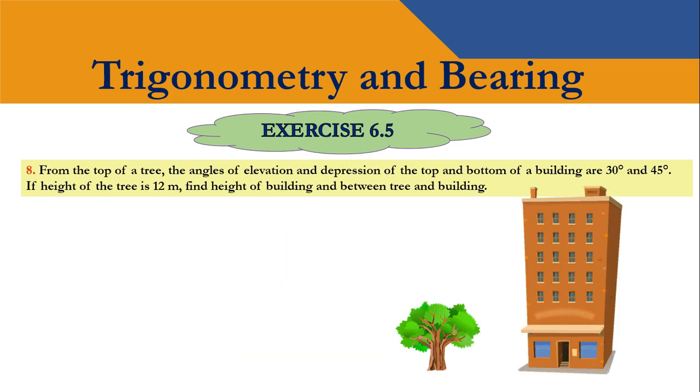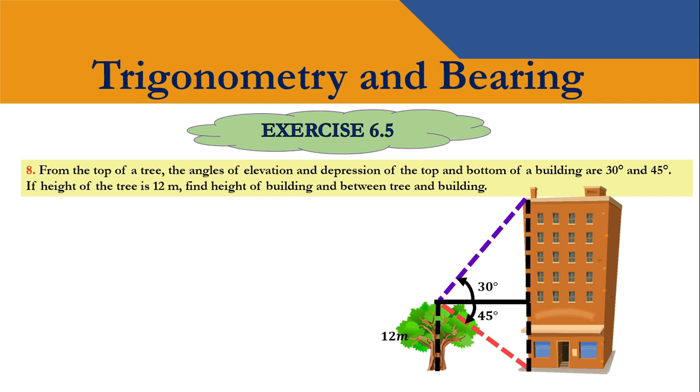Now moving on toward question number 8. From the top of the tree, the angles of elevation and depression of the top and the bottom of a building are 30 degrees and 45 degrees. This is our horizontal line, and from that line the angle of elevation from the tree top to the building top is 30 degrees, and the angle of depression from the top of the tree to the bottom of the building is 45 degrees. And we know that the height of the tree is 12 meters.